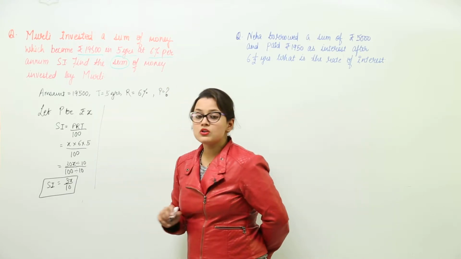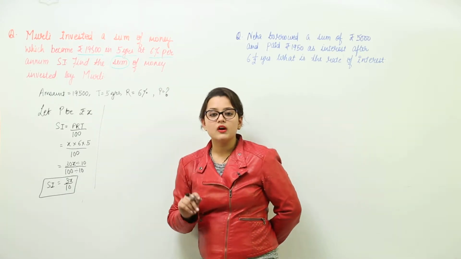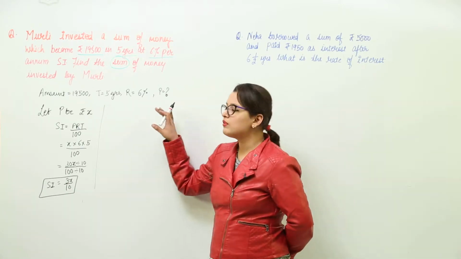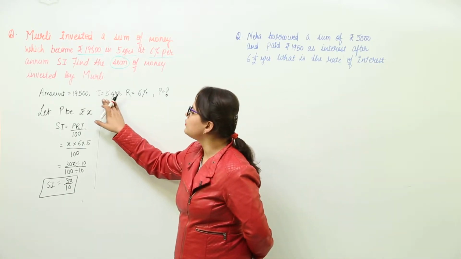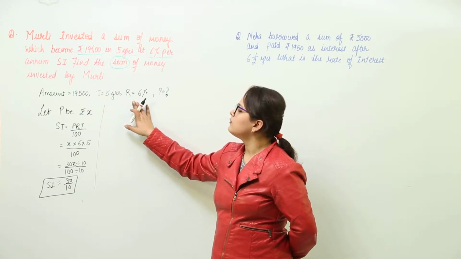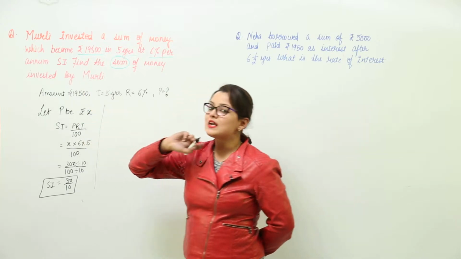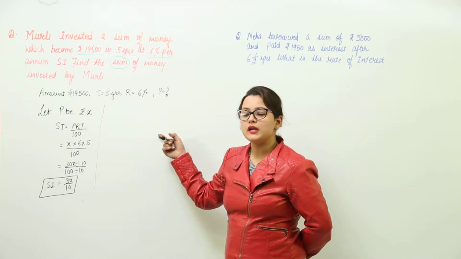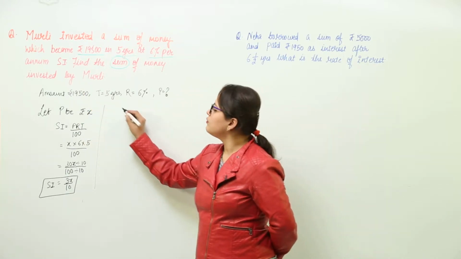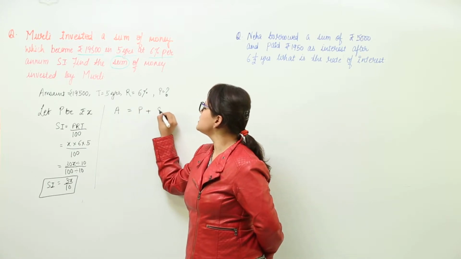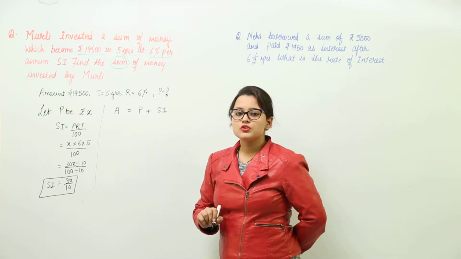But that doesn't solve my problem. I needed to find out the principal. So what will I do? Now please have a look at the question here. I have used time and rate, right? But I have not used the value of amount up till now. Now this amount can be used to find out the principal. How come? We know that the amount is always equal to principal plus simple interest.